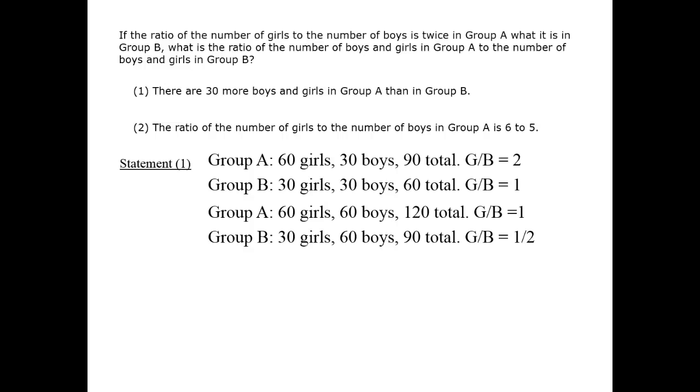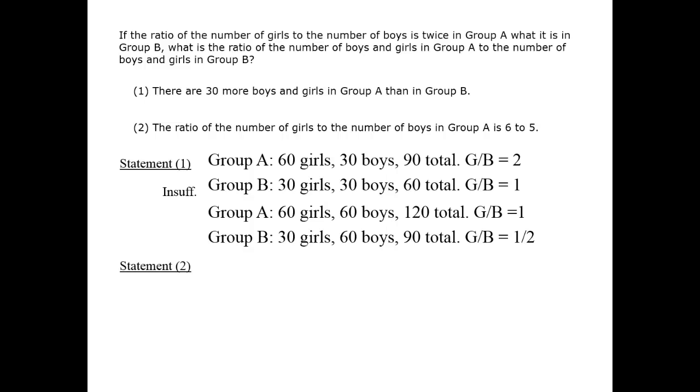But what we're being asked for, the ratio of the total number of girls and boys in Group A to Group B, has changed. That ratio in our first case was 90 to 60, or 3 to 2, and now it's 120 to 90, or 4 to 3. So, with valid cases, we have obtained different possible answers to the question. That means we have insufficient information to answer definitively. Statement 1 is insufficient.